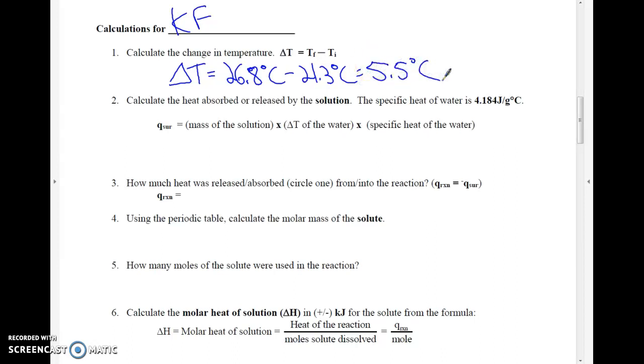And pay attention to significant digits and all that. Like I said on the first page, since these are both one decimal point, when you subtract, you go by the least number of decimal points. Now here it says Q surroundings. It says calculate the heat absorbed or released by the solution.